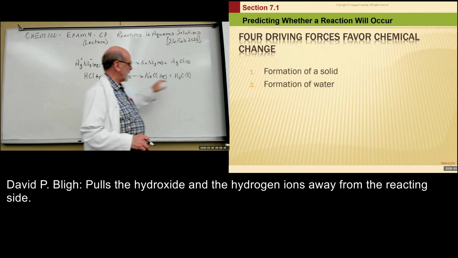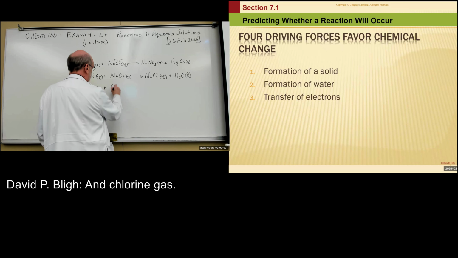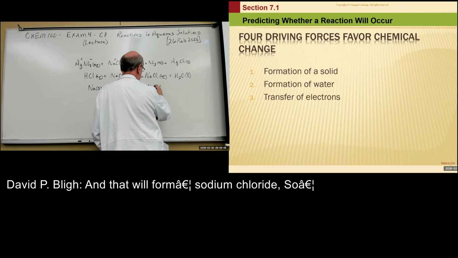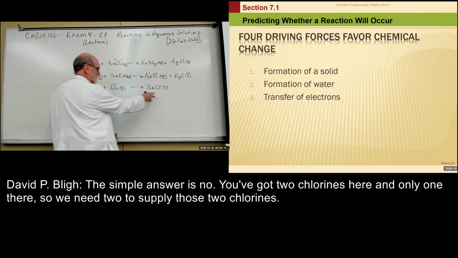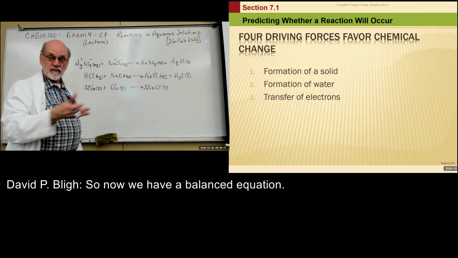Transfer of electrons. All right. Let's take sodium solid and chlorine gas, and that will form sodium chloride solid. Now, ask yourself, is that equation balanced? The simple answer is no. You got two chlorines here and only one there. So we need two to supply those two chlorines, and now we need two sodiums. So now we have a balanced equation.